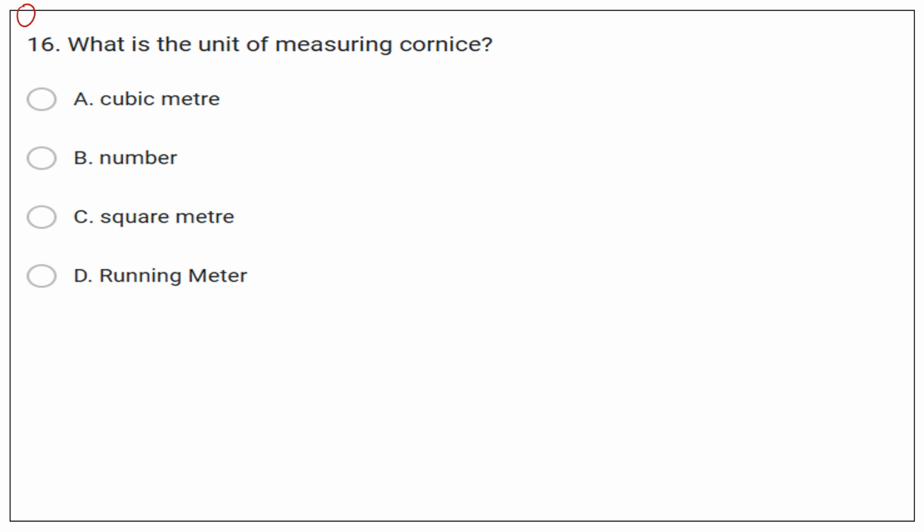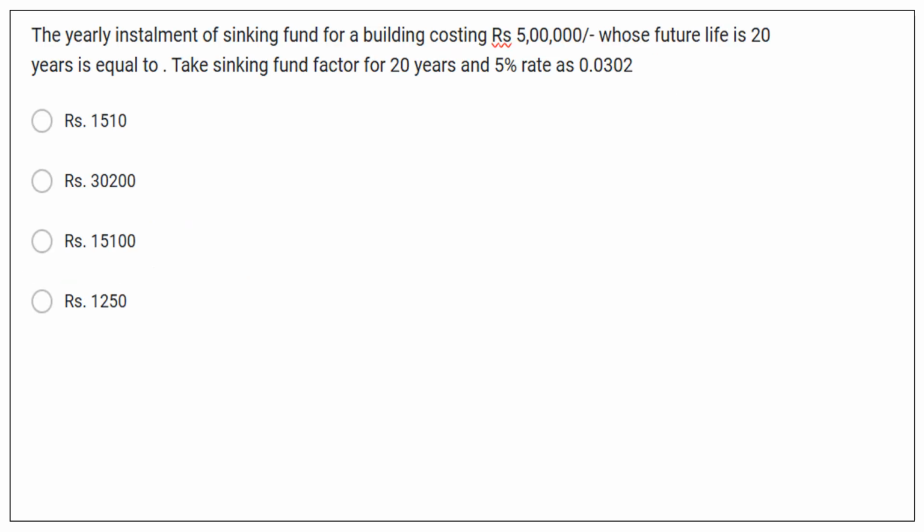The next question, question number 14. What is the unit of measuring cornice? So for measuring a cornice, first we know about the cornice. Cornice is an architectural member which is in between the wall and roof. So cornice is measured in running meter. So the last option is correct here.